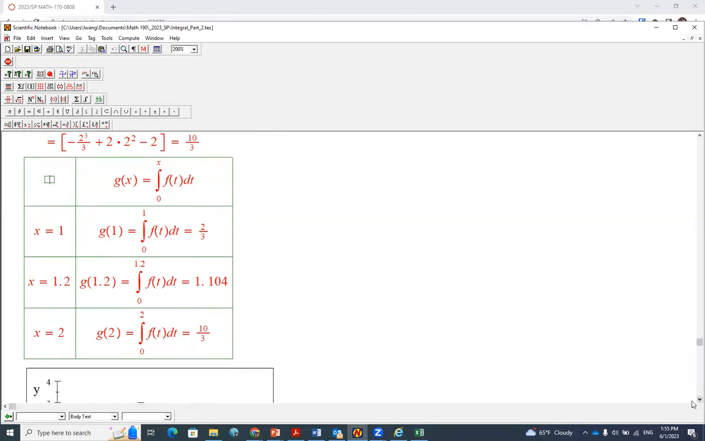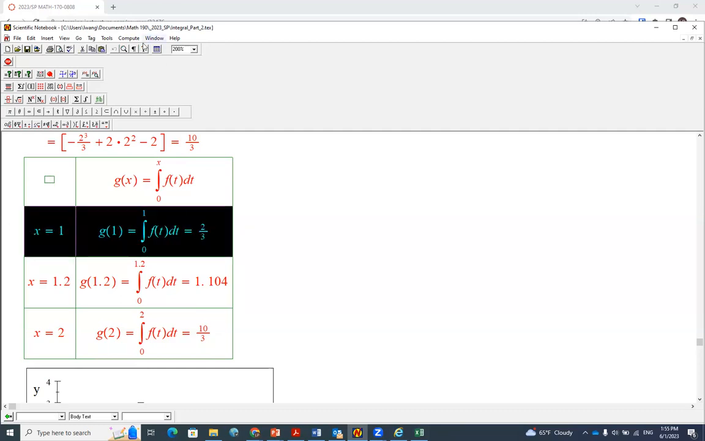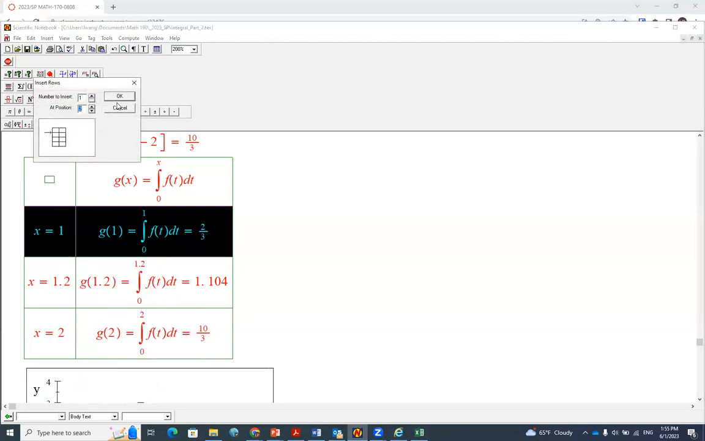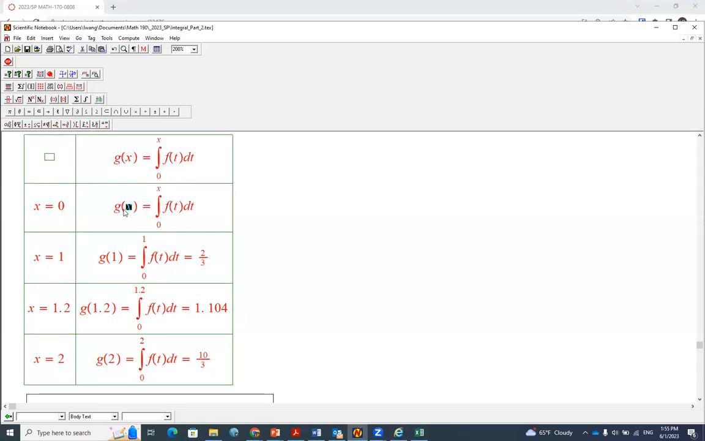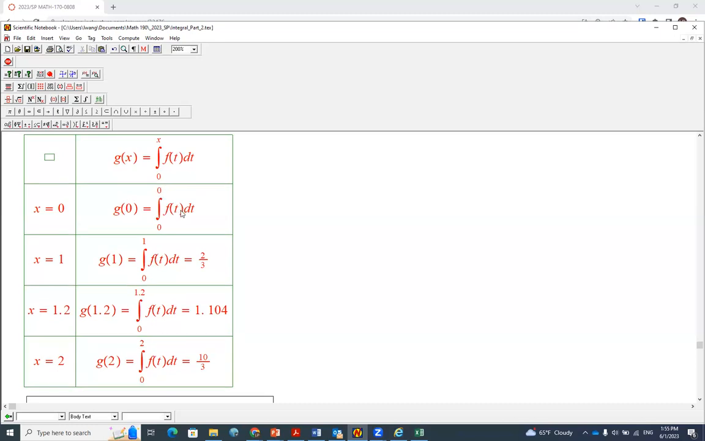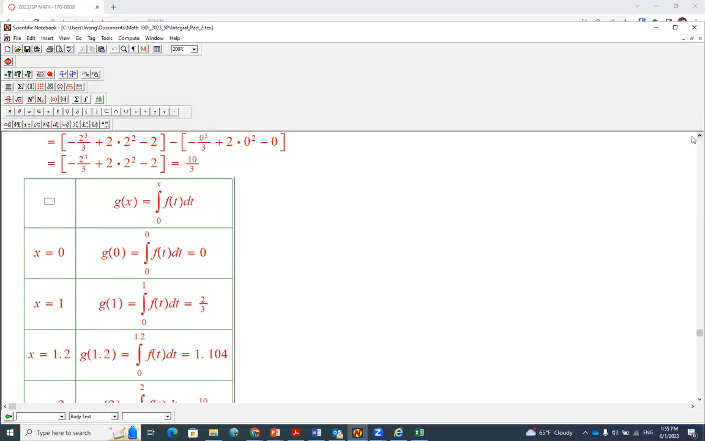So we keep going, and we know that there are infinite number of numbers. We didn't do 0, right? We could do 0, why not? We insert a row. When X equals 0, what happened with G of 0? Well, for G of 0 this is 0, and that is 0, and from 0 to 0, that area is 0. Okay, what does this all say?